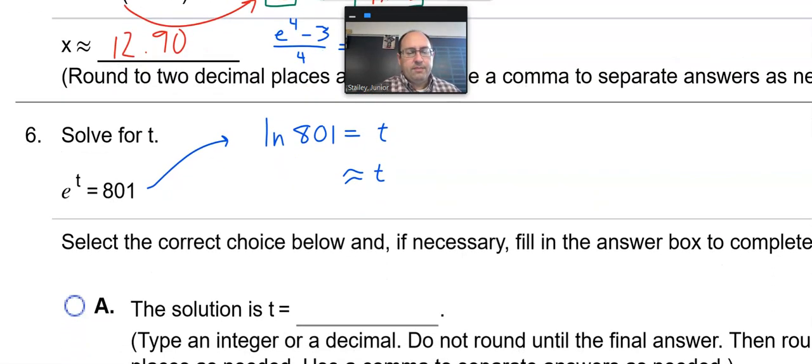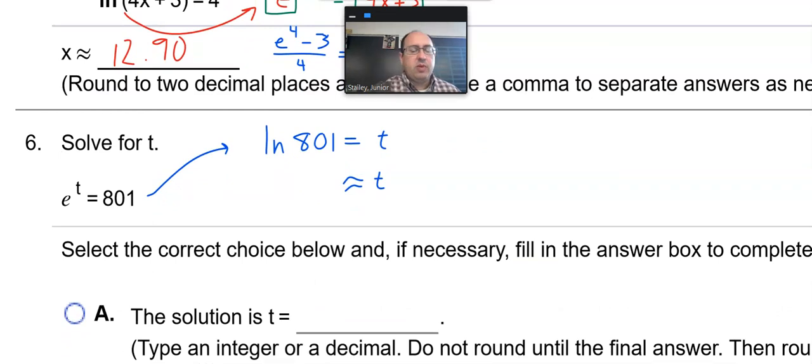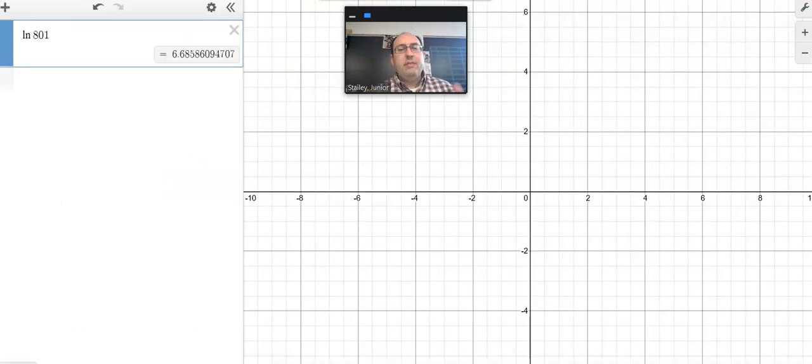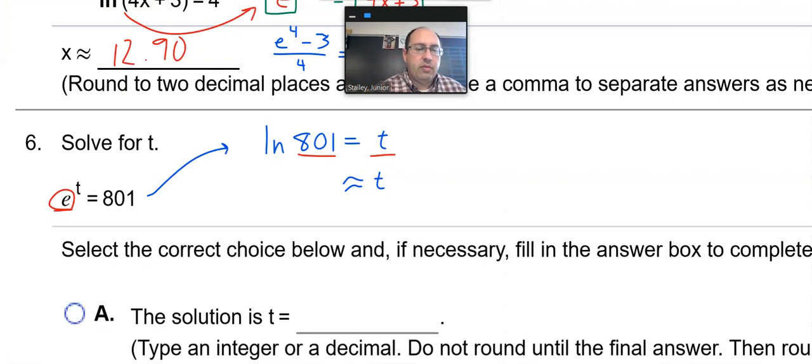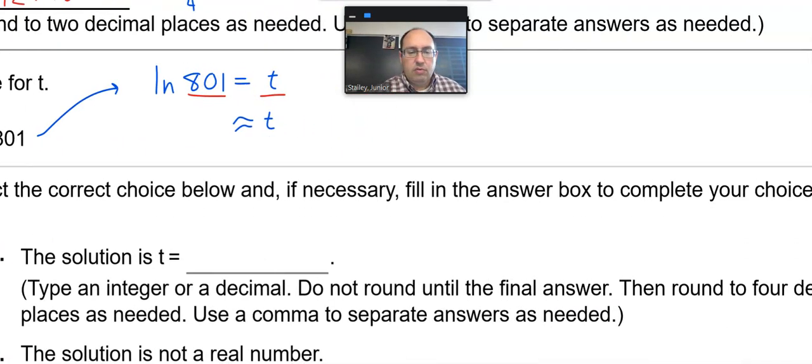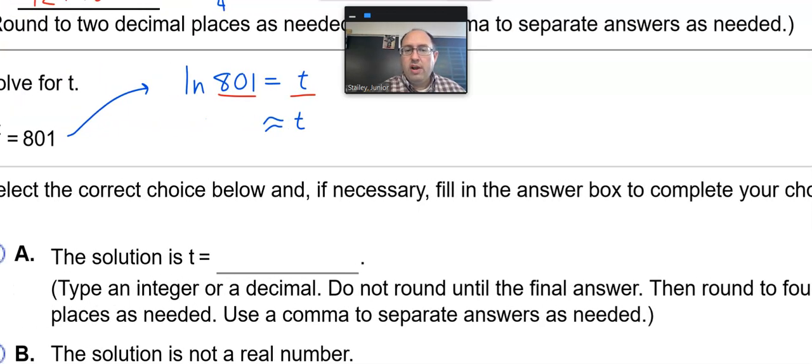Next. Okay, when you have something in its exponential form and you want to get it back, but this is base e, you want to use natural log, right? So as soon as I saw e right here, I want to use natural log 801 equals t. Why? Because I can type natural log 801 on a calculator. Yeah, goes quick. I mean, look how fast I can type. It's like incredible. What do they want me to round to? Do not round until the final answer. Okay. Then round to 4 decimal places.